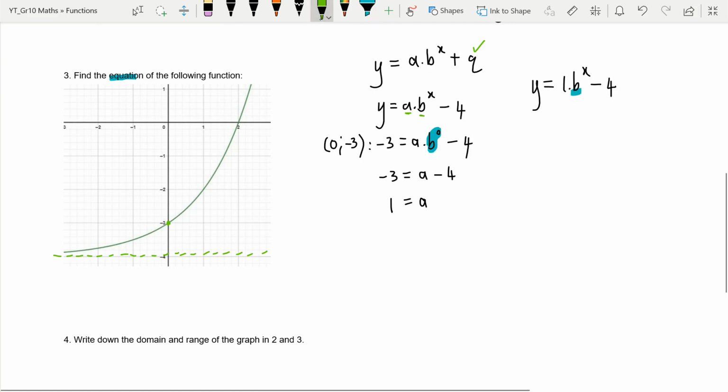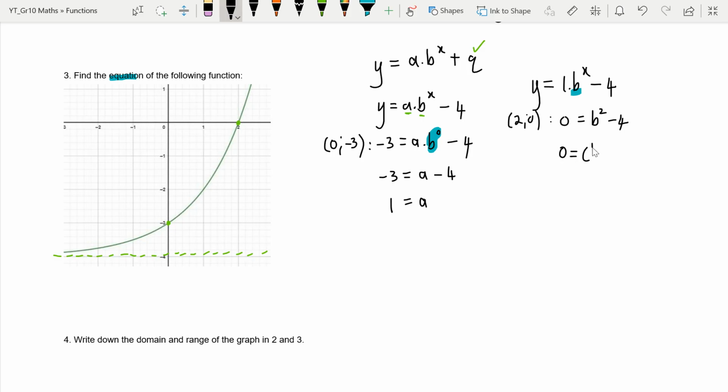So where's another point that we can substitute? Well, let's just substitute that point in. It's given the x-intercept, which is 2 and 0. So when my y is 0 and my x is 2, then we can solve that one. However you prefer to solve that, you can take the 4 over and get the square root on both sides. I am going to use dots just because I like to do that. So then my b is equal to plus or minus 2.